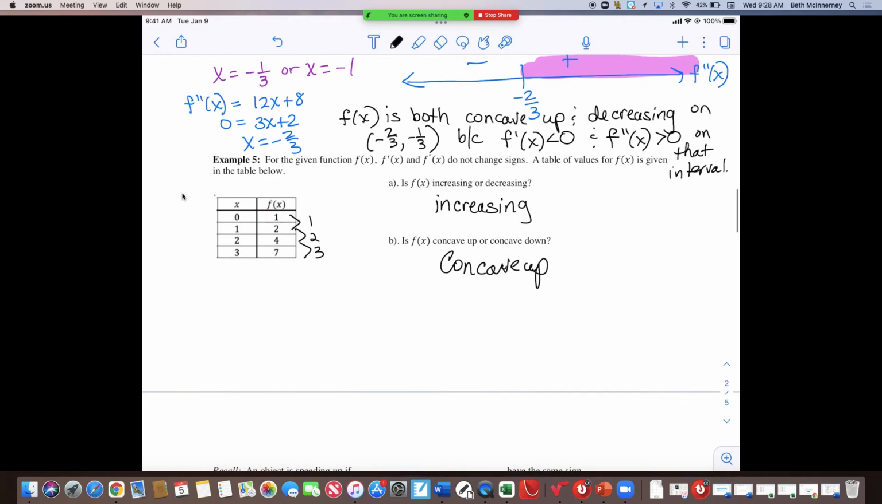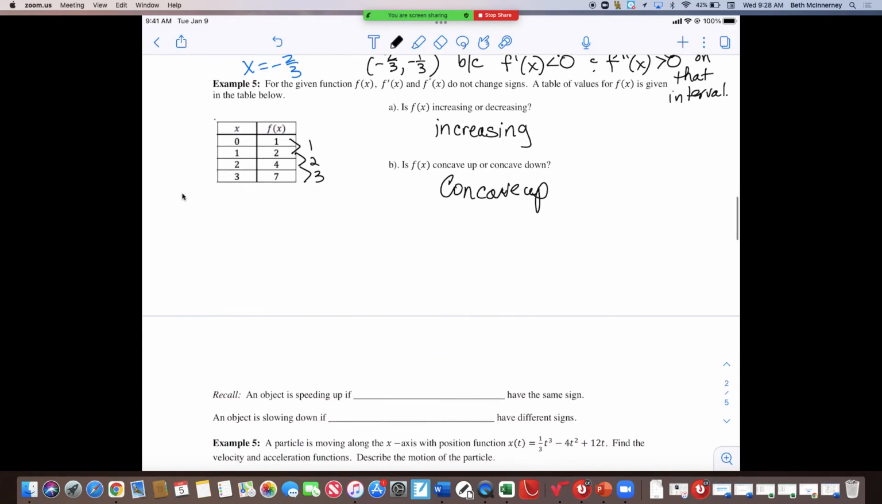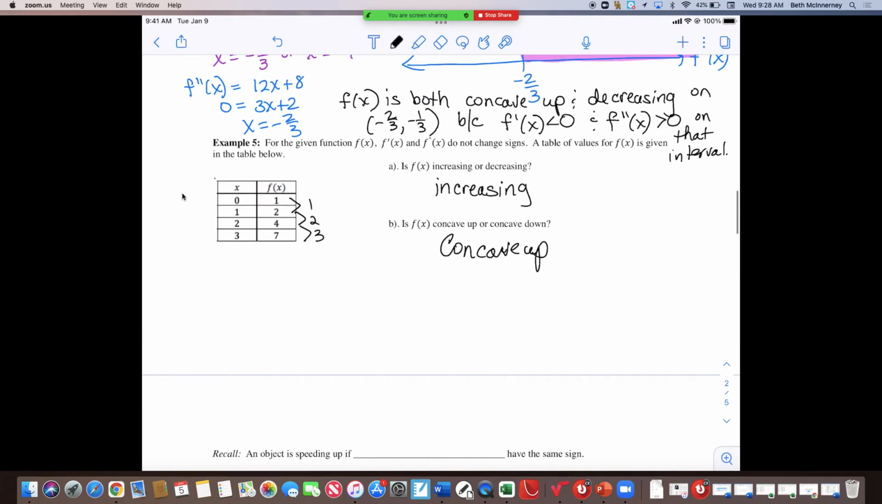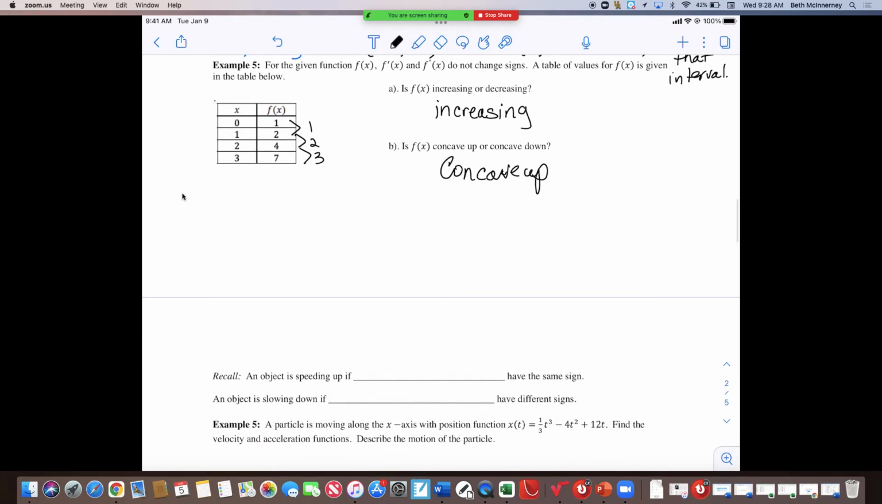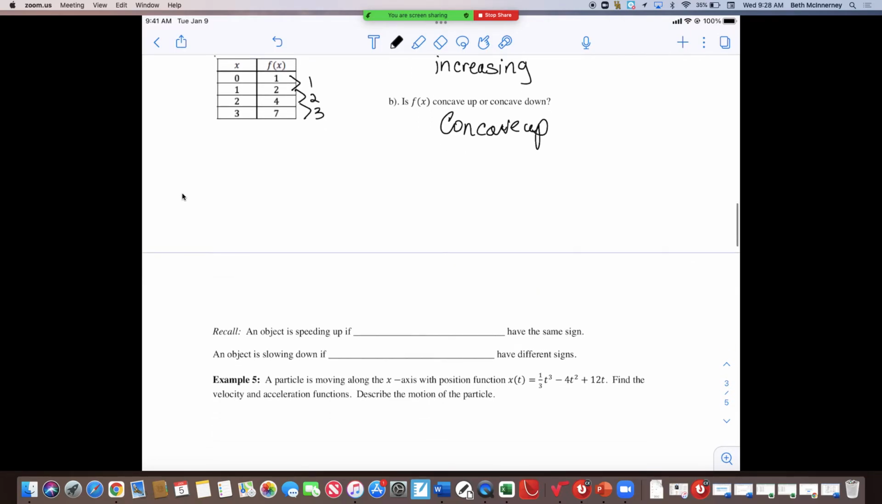All right, let's look at our last example. Oh no, it's not our last, sorry. I put example 5 twice. I can count. All right, so sorry about that. I think I inserted an extra one and then forgot to renumber them. All right, I really do know how to count.